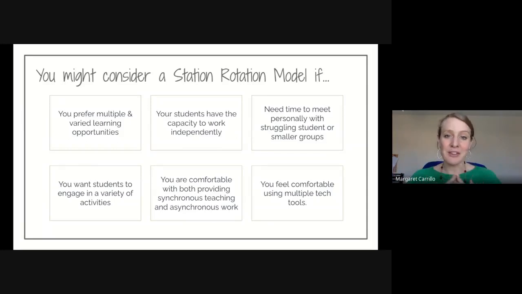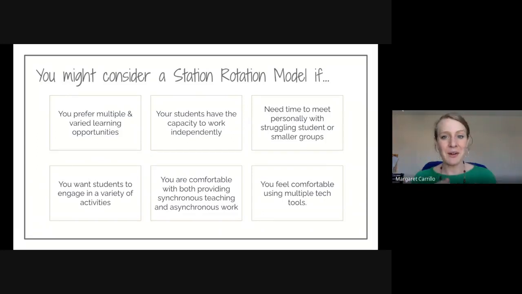It would give you the time that is needed to meet personally with struggling students or smaller groups and provide that in-time feedback. And this could also be a really good model for you if you're comfortable with both providing synchronous teaching and asynchronous work using multiple tech tools. And so you could really use station rotation model if these sound like things that describe you.